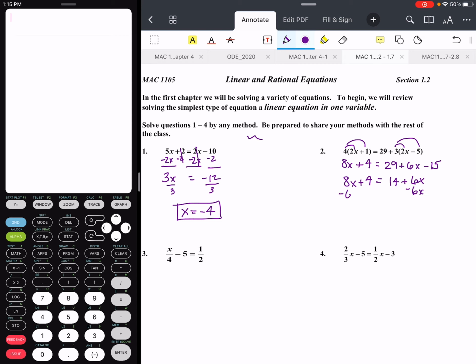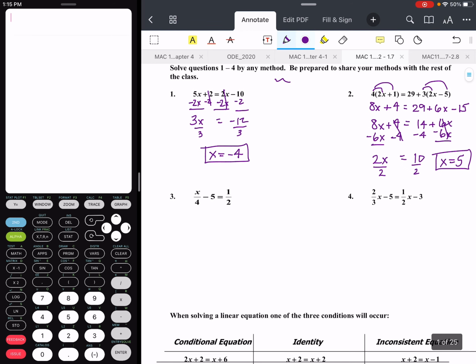And move our variable terms to one side, 2x, subtract 4 from both sides to get our constant on the right. 14 minus 4 is 10. Divide both sides by 2, and we solve and get x equals 5.